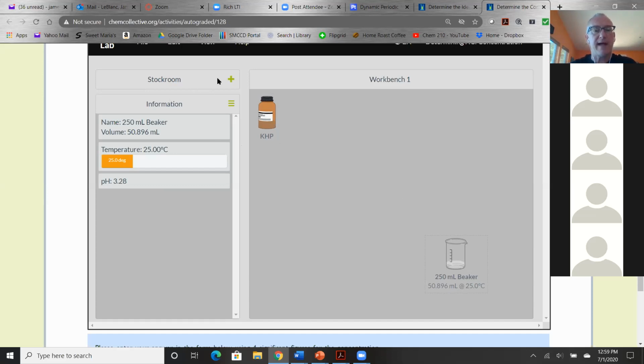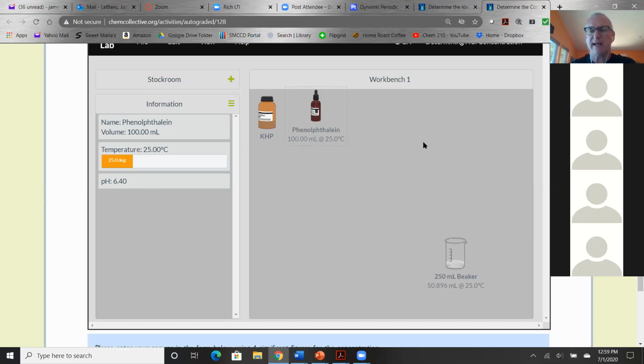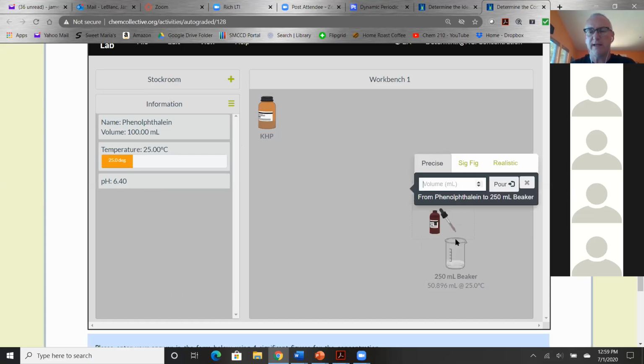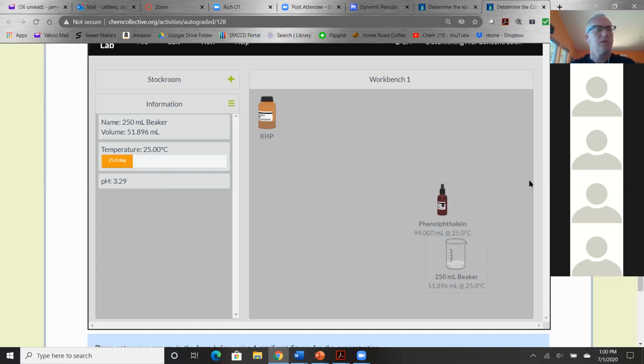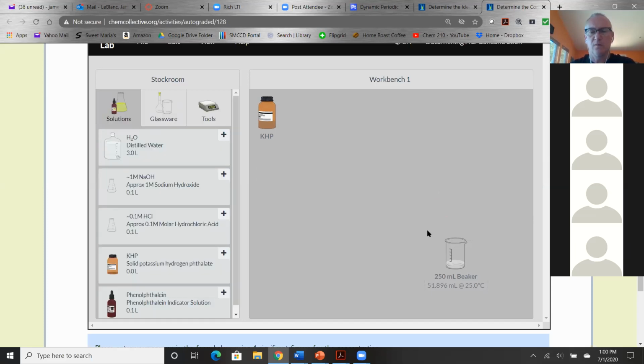So go back to my stock room, get the phenolphthalein indicator, drag that out there. And I'm going to put like a milliliter in there. It doesn't really matter, because we just want it to change color. And then I'm not going to need this, I can remove that. How much did you add? Like a mil. Okay. Doesn't really matter.